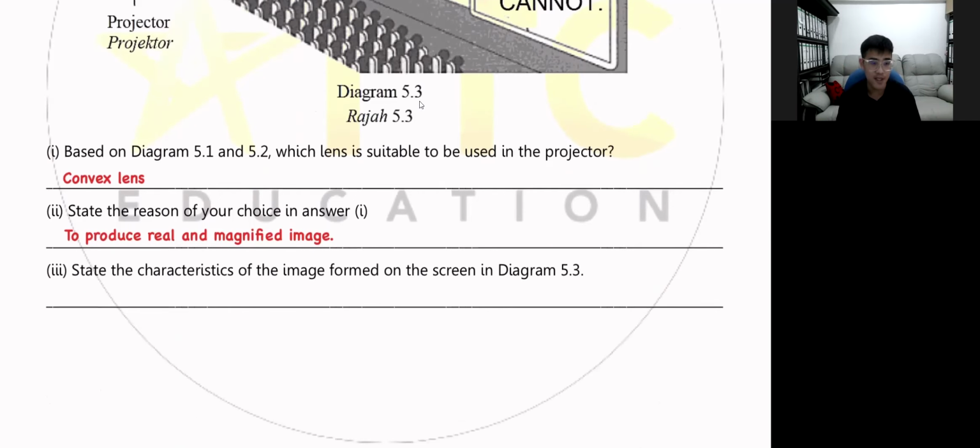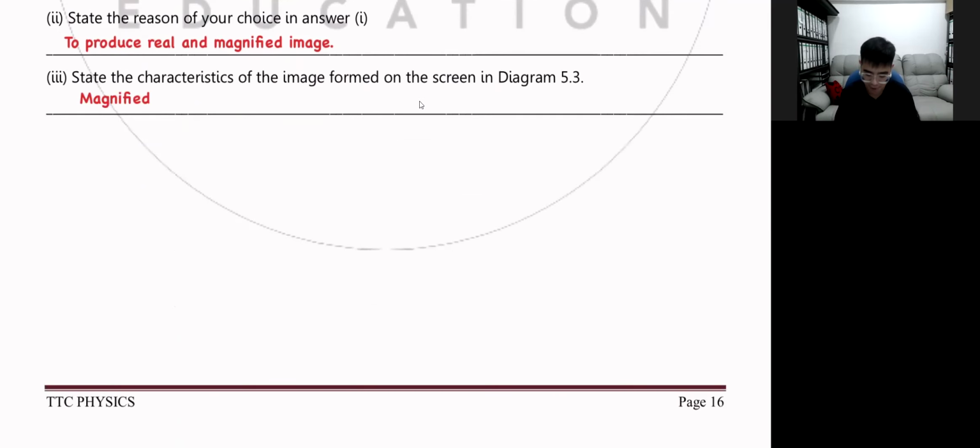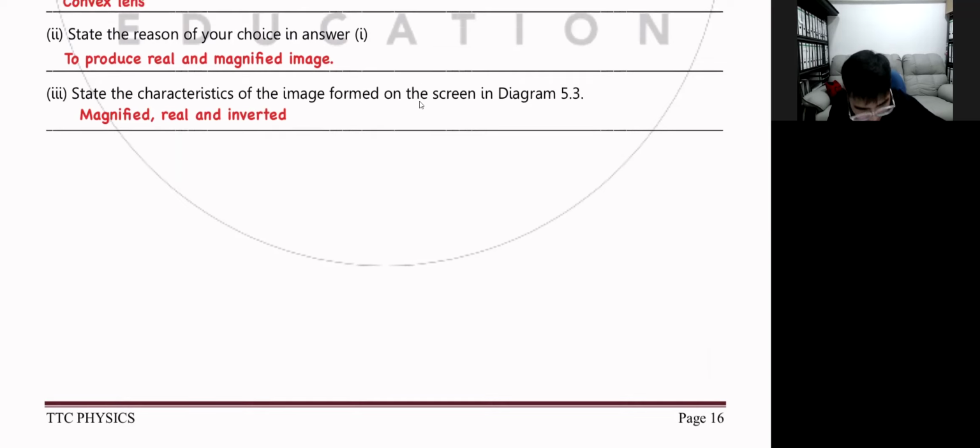Okay, so then question C3 asks you, state the characteristic of the image formed on the screen. Real and magnified. But do you guys still remember, if an image is a real image, what will it also become? Real and what characteristic come together? If you get a real image, that means at the same time you must also be getting an inverted image. So just write magnified, real, and inverted. You have to remember, real and inverted always come together.